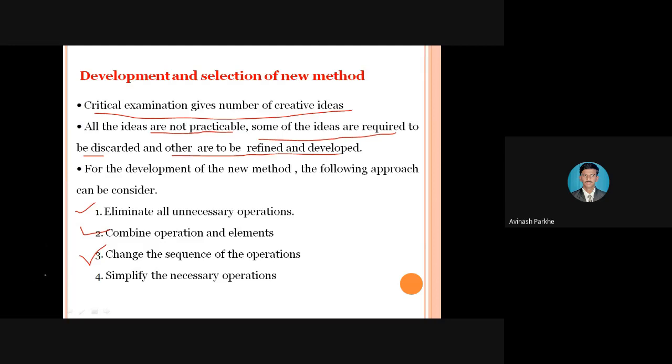And fourth, simplify the necessary operations. Whatever operations are required, you keep only those operations. Whatever unnecessary operations are there, we can eliminate all of them. It means we have to go for simplification. So if I implement all these 4 concepts in the modification, then you will get the modified method, and your ideas can be modified and implemented in the industry.